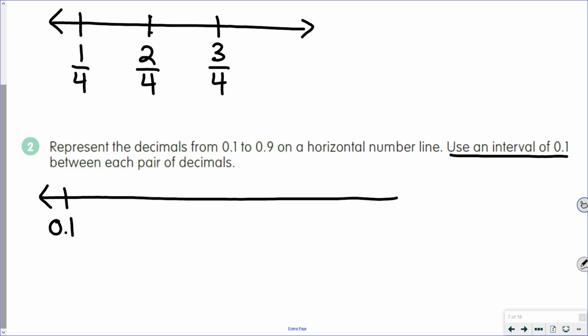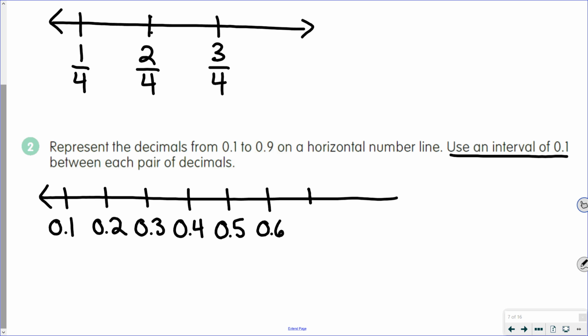to the previous number. So 1/10 plus 1/10 is 2/10. We add 1/10 to get 3/10. Add a 1/10 to get 4/10. Add a 1/10 to get 5/10. Add a 1/10 to get 6/10. Add a 1/10 to get 7/10. Add a 1/10 to get 8/10. I'll extend my line a little bit here, and add 1/10 to get 9/10. So again, no different than when we had whole numbers in our previous lesson.